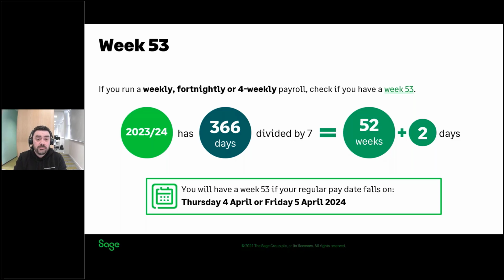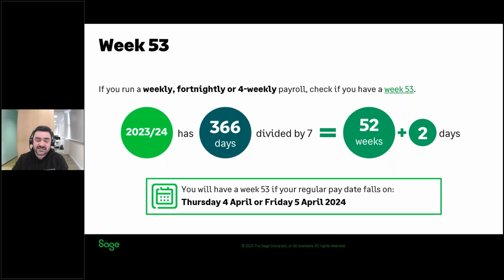Now, the reason a week 53 comes about is due to the fact that the number of days in a year doesn't divide into an exact number of weeks. So in 2023 to 24, those 366 days divided by 7 results in 52 full weeks and 2 extra days. So depending on when your pay date lands, and it's the pay date that's key here, not the date the employee worked up to or the date you're paying them up to, the date that they get paid. If it lands on either Thursday the 4th of April or Friday the 5th of April, you will have a week 53 this year.